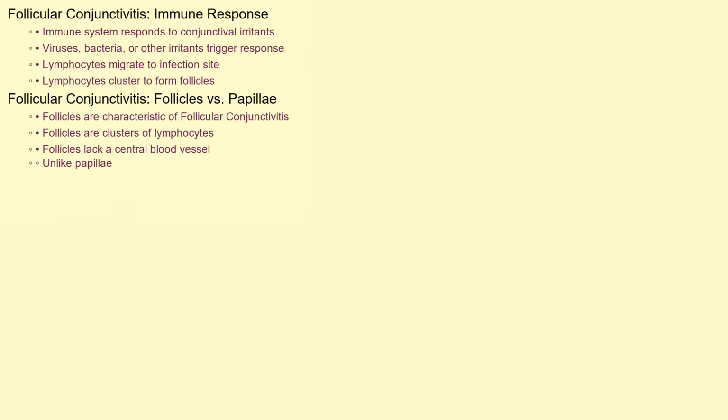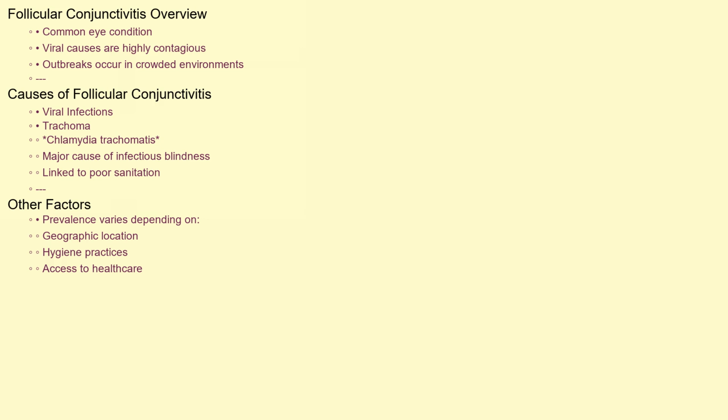To understand follicular conjunctivitis, it's important to understand how the immune system responds to infections or irritants in the conjunctiva. When a virus, bacteria, or other irritant invades the conjunctiva, the immune system kicks into gear. Lymphocytes, a type of white blood cell, migrate to the site of infection. These lymphocytes then cluster together, forming the characteristic follicles we see in follicular conjunctivitis. Unlike papillae, which have a central blood vessel, follicles lack this central vascular core, giving them a distinct appearance under magnification.